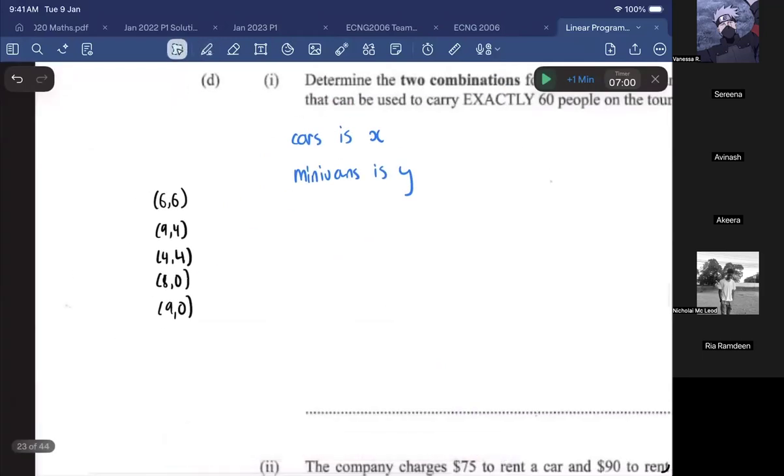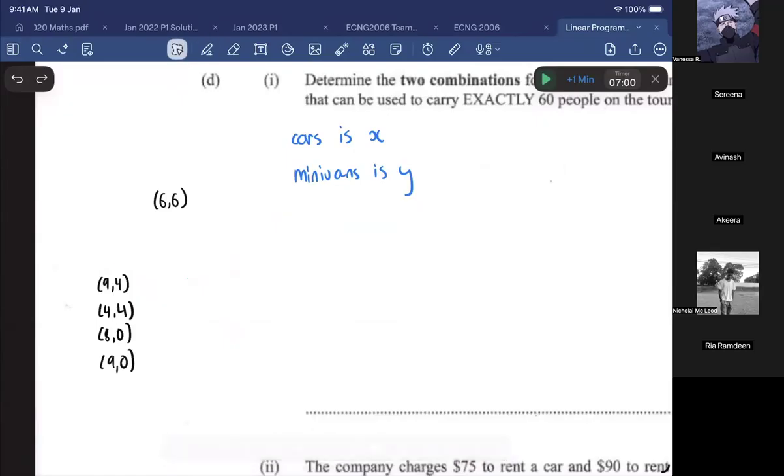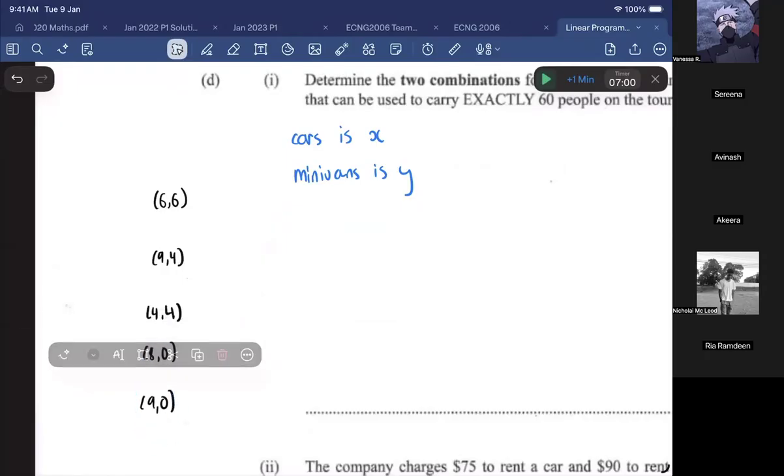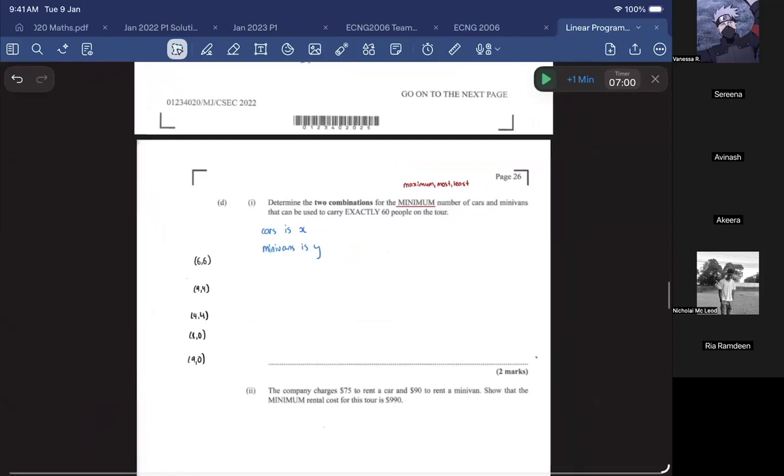So if we're looking at this point over here, how many cars or minivans would that be? Six cars and six minivans. Great. What about this one? 9 cars and 4 minivans. Okay. And 4 cars, 4 minivans. I think we get the idea there.